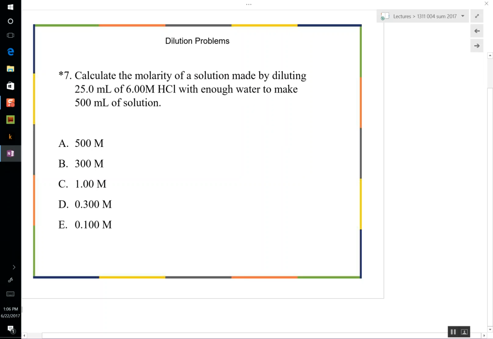Calculate molarity made by diluting. Well, maybe we won't do this one, by diluting 25 milliliters of 6. Let's figure out. Now remember, the equation is M1 V1 equals M2 V2. So let's read this problem and decide what these numbers are. And it says calculate a molarity. What molarity are we calculating? M2. Okay, we're calculating M2. So this molarity right here, this is your M2.